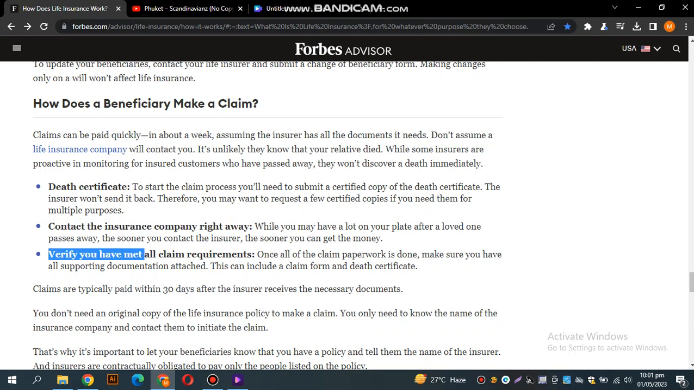Verify you have met all claim requirements. Once all of the claim paperwork is done, make sure you have all supporting documentation attached. This can include a claim form and death certificate. Claims are typically paid within 30 days after the insurer receives the necessary documents. You don't need an original copy of the life insurance policy to make a claim. You only need to know the name of the insurance company and contact them to initiate the claim.